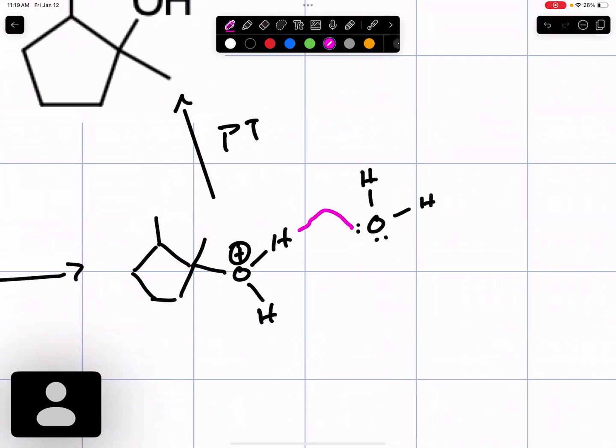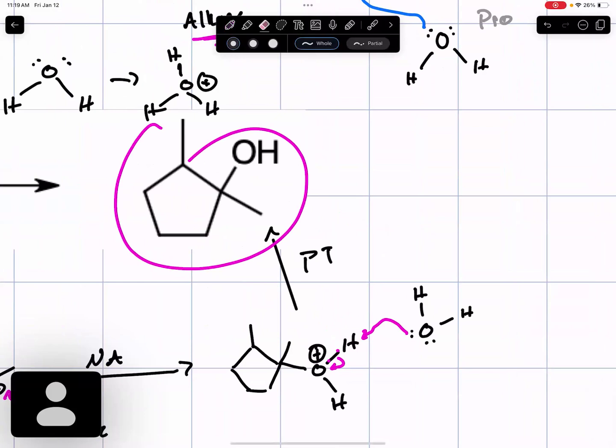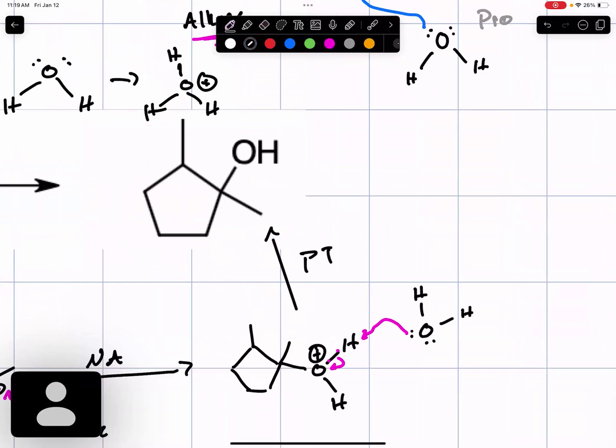And it's going to pick up this hydrogen. And now the electrons from here are going to be donated to oxygen. And now we have our final product. Yay. Was that easy? Are we good?